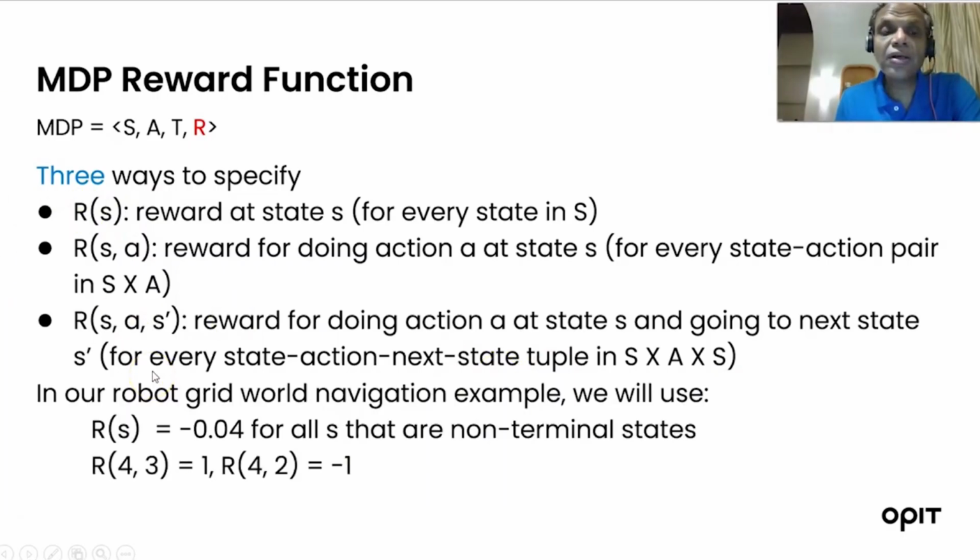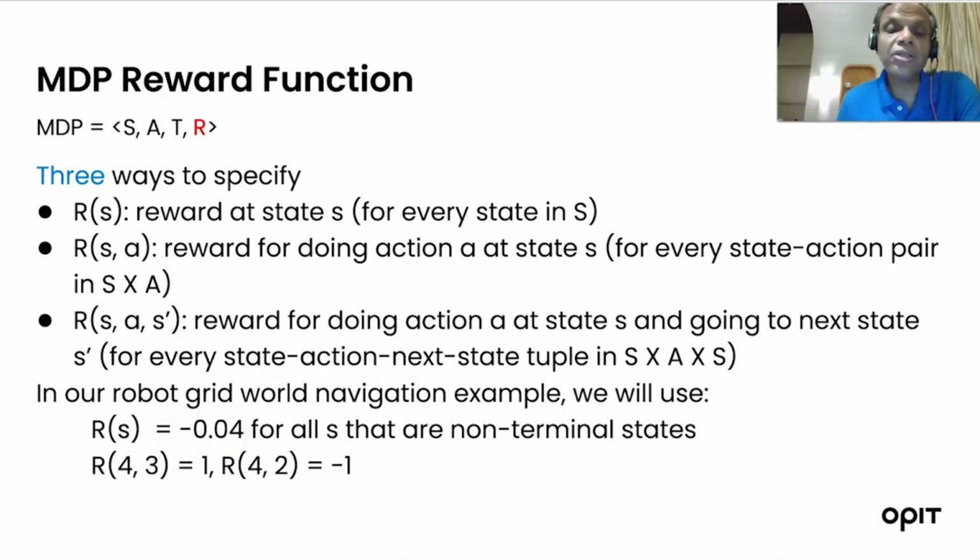So in our robot grid world environment that we have been looking at till now, we will use the simplest form, which is reward associated with a certain state. And basically we will say that at the non-goal state and non-avoid state, so any of the intermediate states, the reward for reaching that state would be negative 0.04. And for the goal state at location column 4 row 3, it's +1, and for the avoid state the reward is -1.